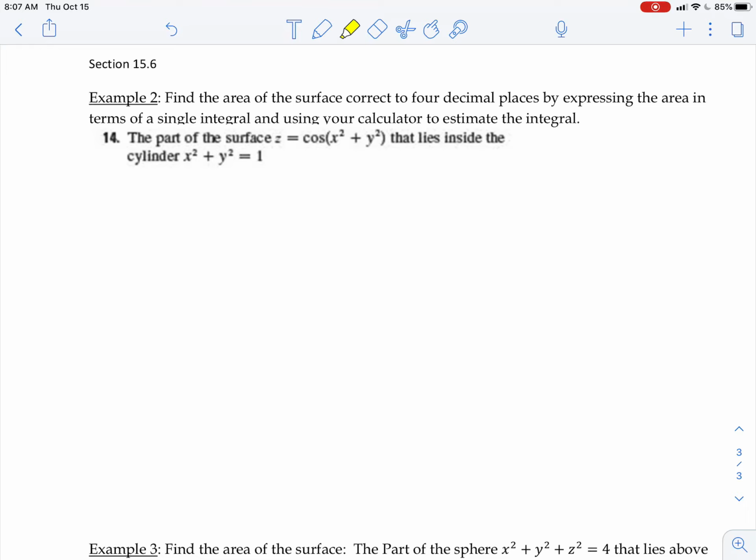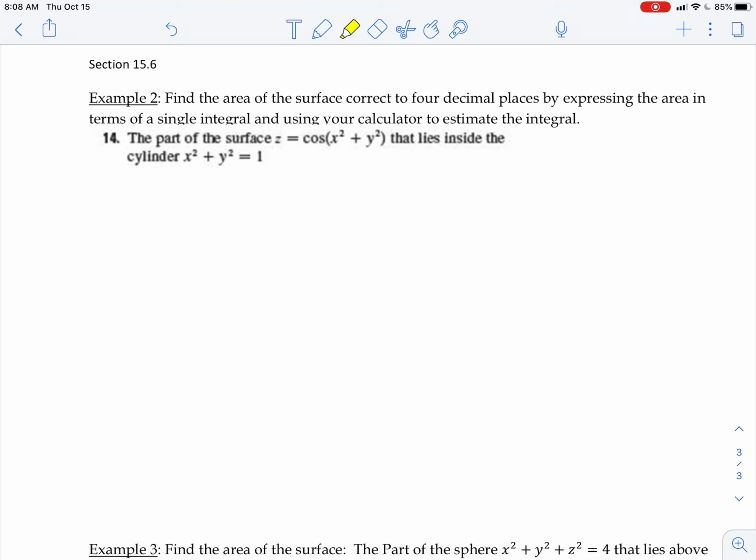All right, example 2 and 3. We're going to find the area of the surface correct to 4 decimal places by expressing the area in terms of a single integral and using your calculator to estimate the integral. There's probably a way to do a double integral in the graphing calculator; you could download a program to install into it. But say you don't know how to do that, and you know how to take a single integral using your graphing calculator. So that's what we're going to do.